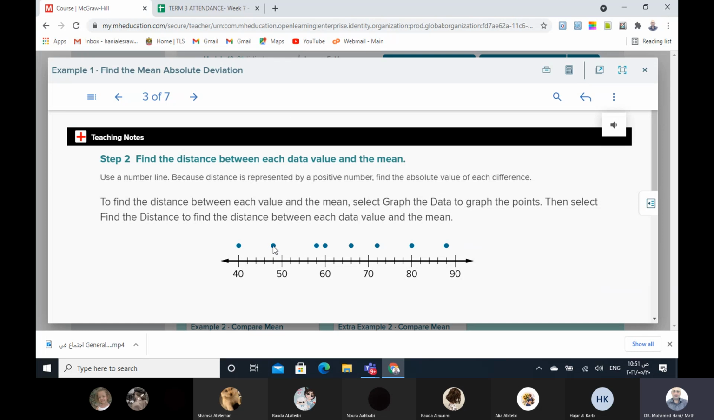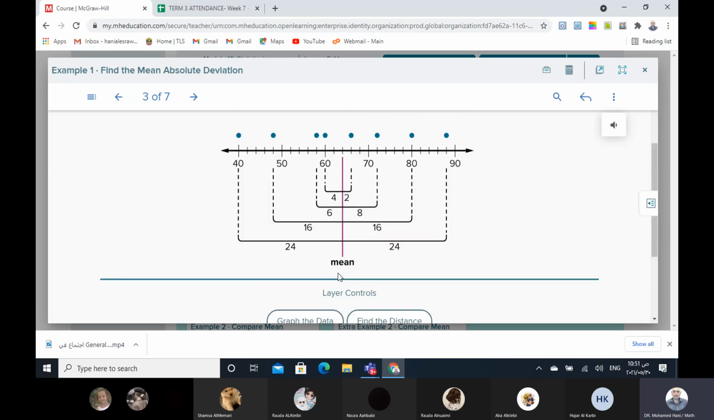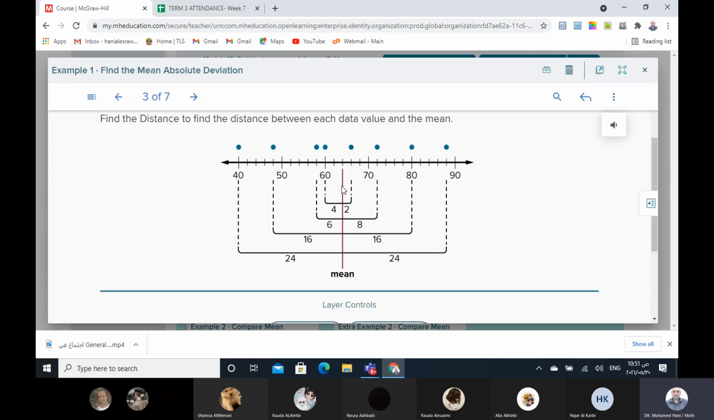And here in the blue dots, we have the data. Now the distance, this is the mean here. The distance from the mean to the first point will be 24, the second point will be 16, the third point will be 6, and 4, and 2, and 8, and 16, and 24. These numbers are the distances between the mean and each value inside the data. Then find the mean of the distances.